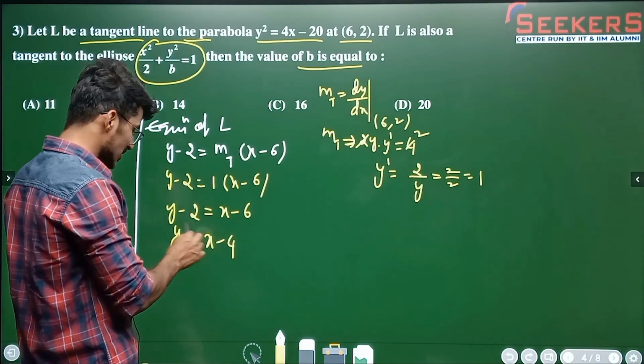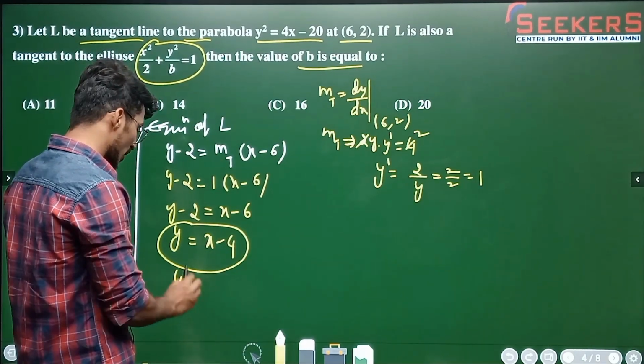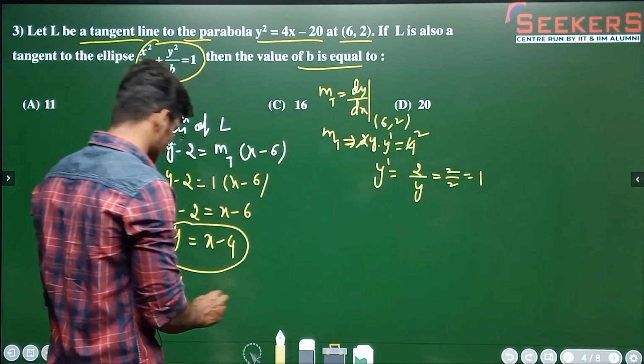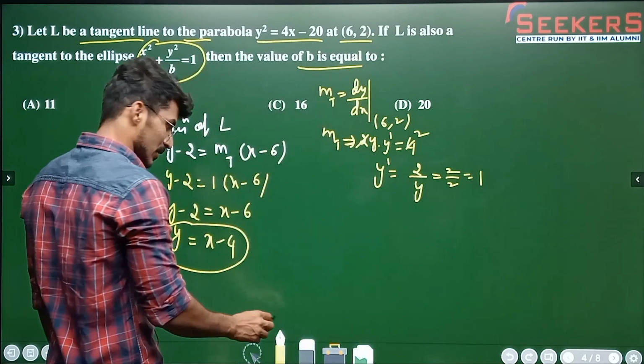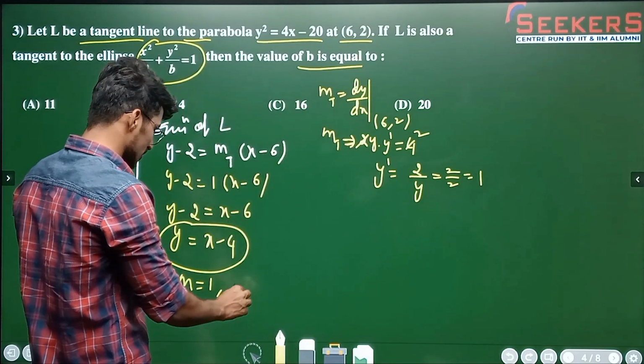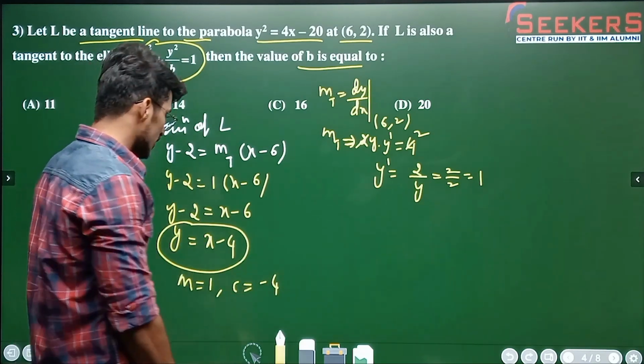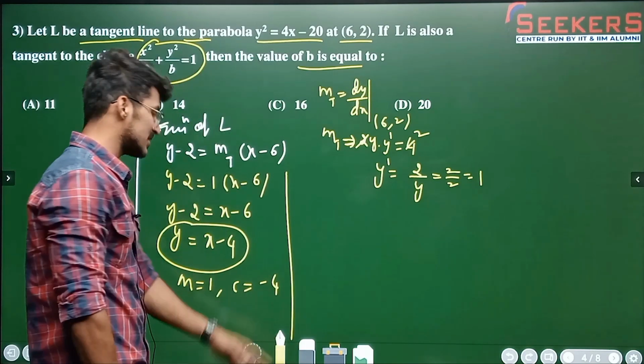So if I just compare this tangent equation with y is equal to mx plus c, what is m value here? Tell me, what is m value? So m value is 1, c value is what? Minus 4. Y is equal to mx plus c I am getting. Alright. So yes, I got m value and c value.